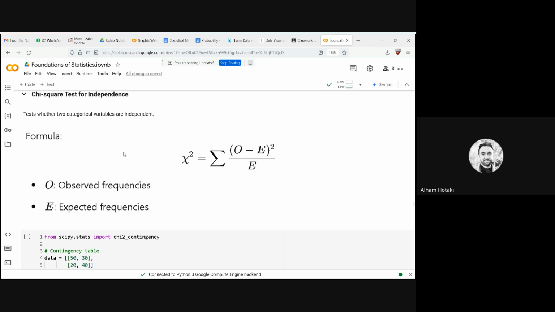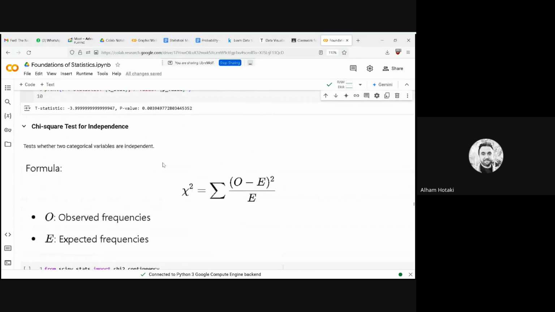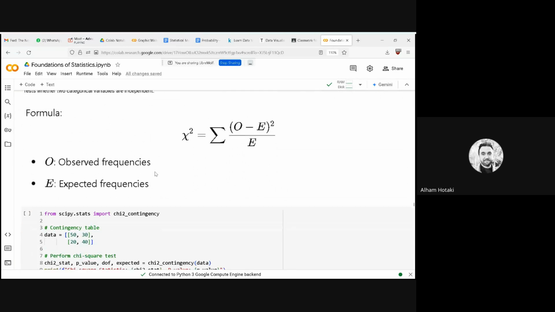The formula is very simple. Observed frequencies of this categorical variable and expected frequencies are playing a key role. So you have to find the summation of observed minus expected frequencies for that specific categorical variable, squared, divided by expected frequencies, the sum of all these, and that would be chi-square. That would be the chi-square test for independence.